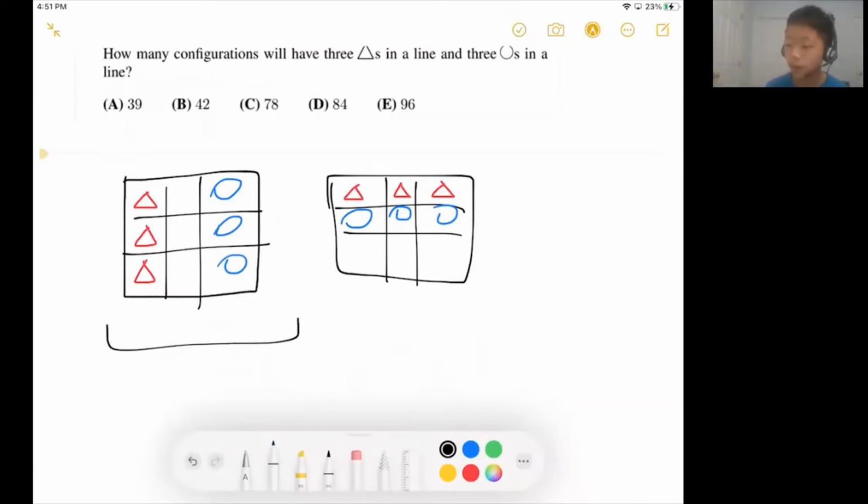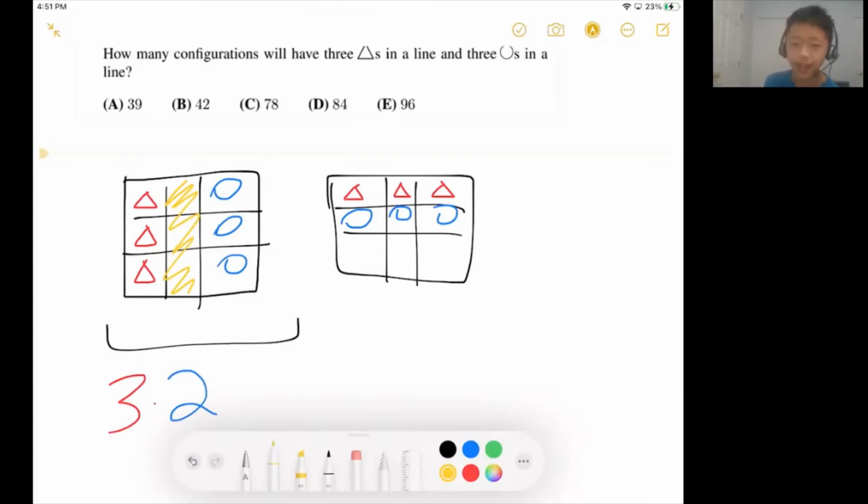So there are 3 ways to choose which is the column with all triangles. And then after you choose that, you have 2 columns left to choose which column has all circles. So 3 times 2. Then you have 1 remaining column left, right? After you chose the column of 3 triangles and the column of 3 circles, you have 1 column left that's empty. So you need to fill that empty column with circles and triangles.